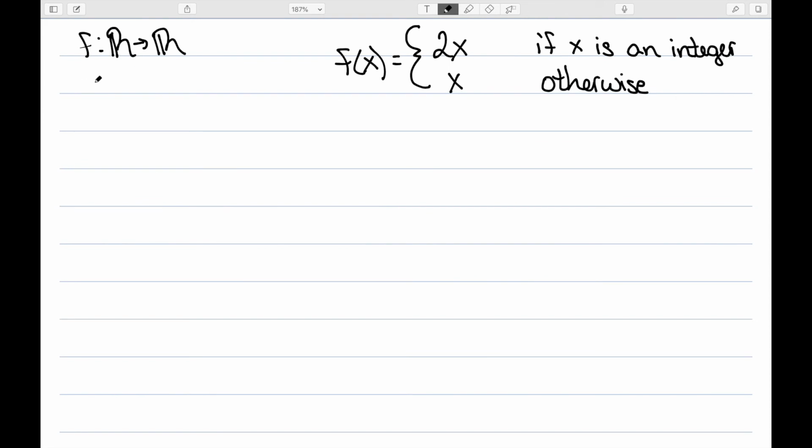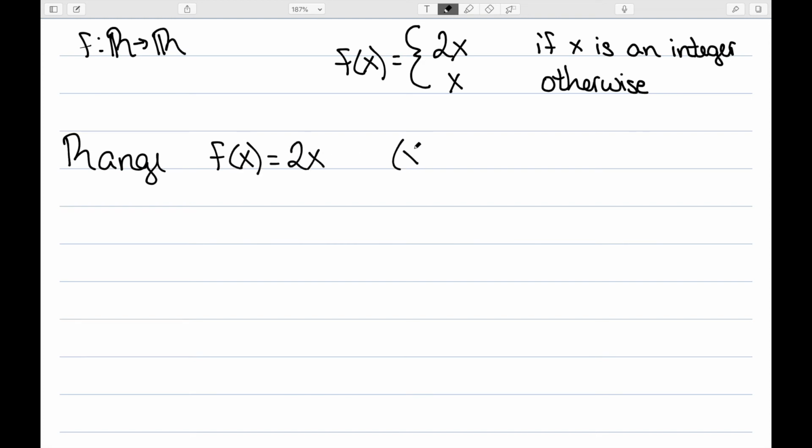Here I have a piecewise function. So this function maps R to R. It's defined as 2x if x is an integer and x otherwise. And once again, I want to know the range. Let's consider this in pieces. So let's think of the range of the first piece.